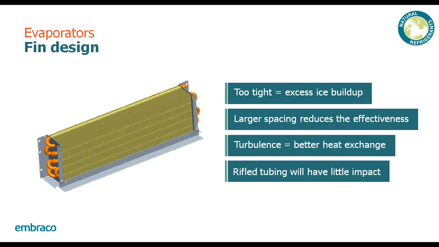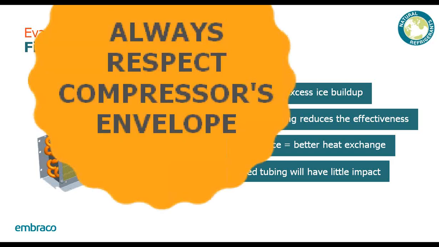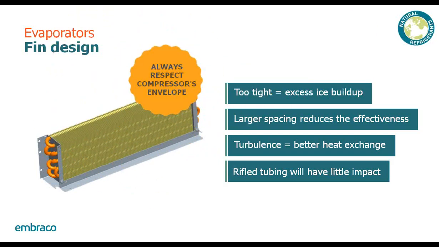One thing we've noticed in our own testing is that rifled tubing in the evaporator has very little impact on the overall behavior of the system. It's an added cost that you may not see much benefit from. And always remember to respect the compressor's envelope and be sure that your evaporator is operating within the evaporator temperature ranges that the compressor is designed for.